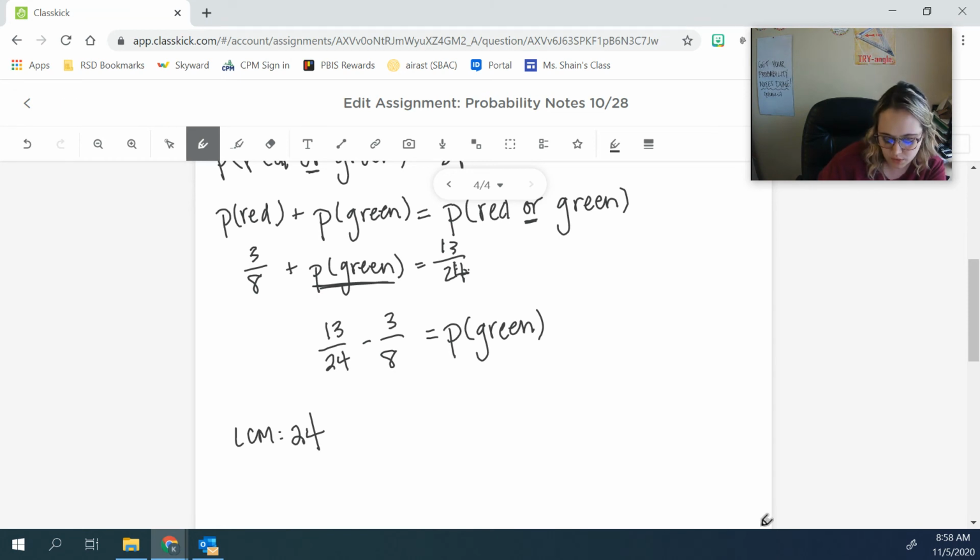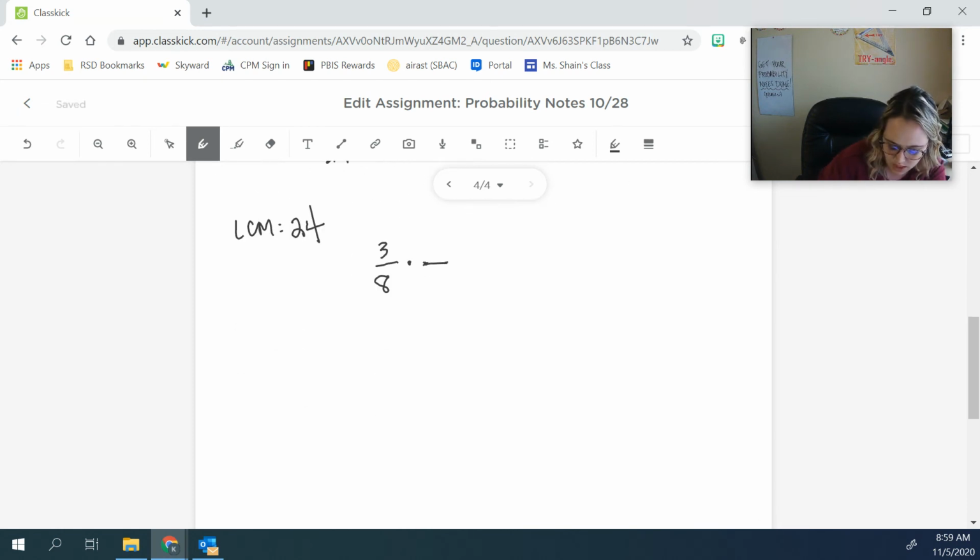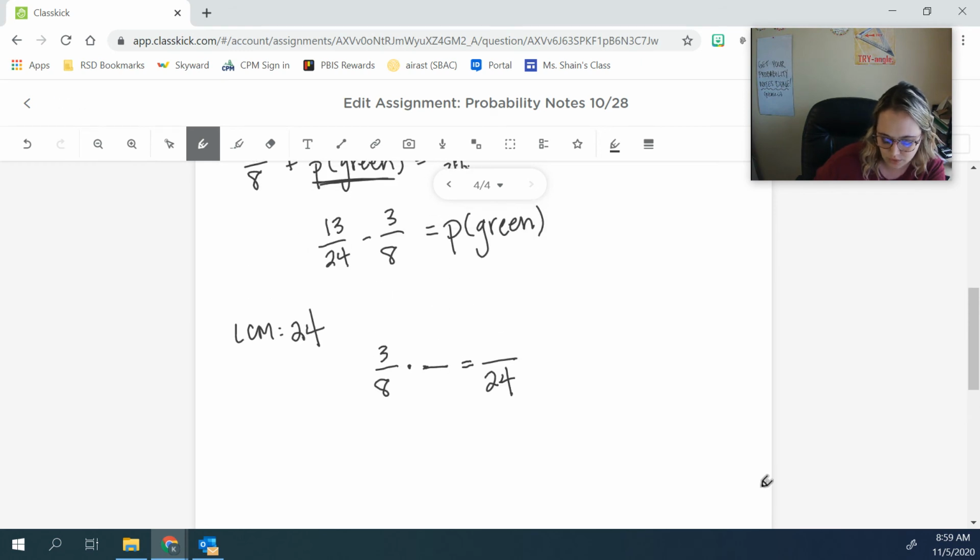Now remember, because my least common multiple is 24, I don't have to do anything with this fraction here. But I do with this 3/8. So what am I going to multiply 3/8 by to get a fraction out of 24? Okay, so I need to multiply. I already told you 8 times 3 is 24. So I need to multiply 3/8 by 3 over 3. 8 times 3 is 24. 3 times 3 is 9.